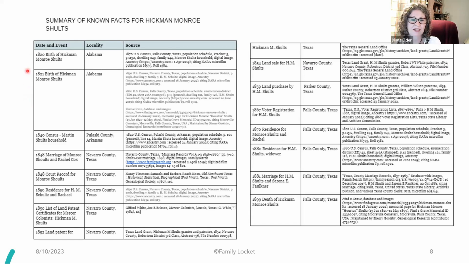So here you can see that I've got the date and event, locality, and the source. We always want to have our sources in this summary of known facts so we remember where we got the information. And you can see I have a lot of things after he gets married, and I have quite a few censuses. I have some land records, but back here at the beginning, for this birth, I didn't have much. I literally just had censuses, so nothing that really gave me any verification of his birth.